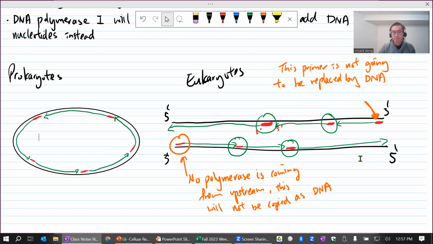You're saying that, okay, these little red lines, is that the ligase? Okay, that's keeping those things together? The red lines are the RNA primer. Okay, the RNA primer.